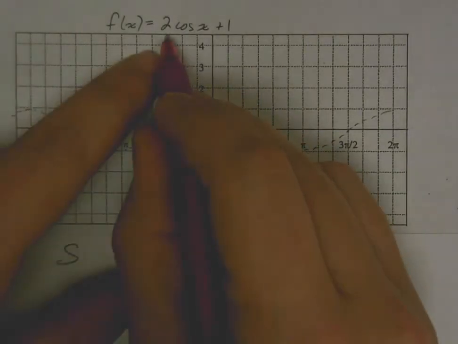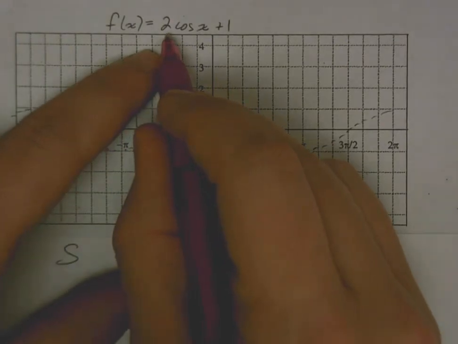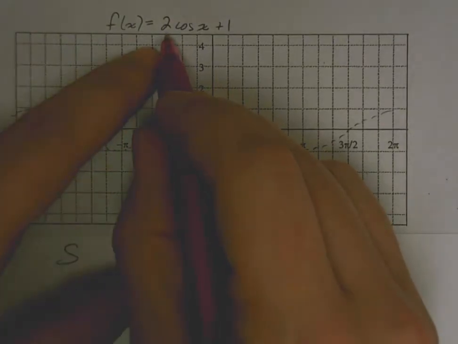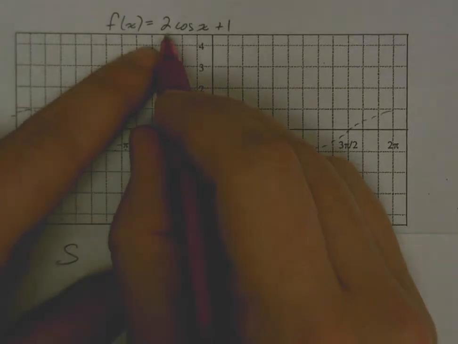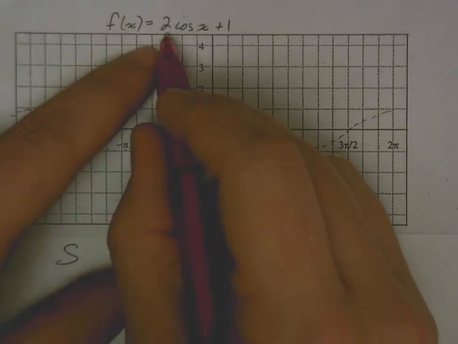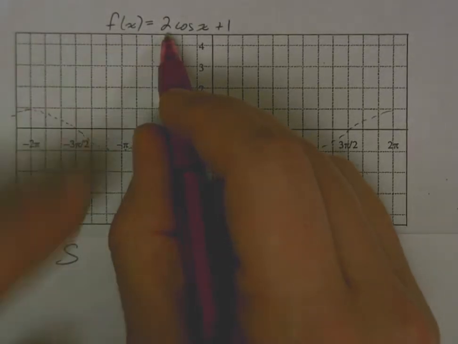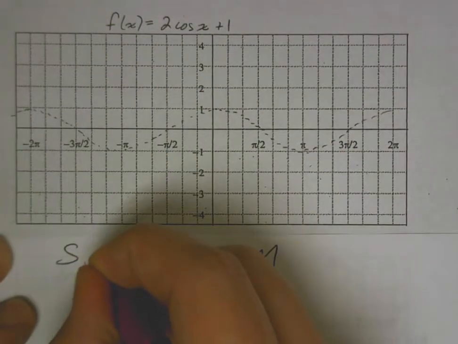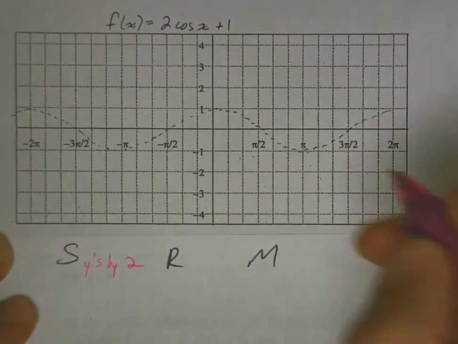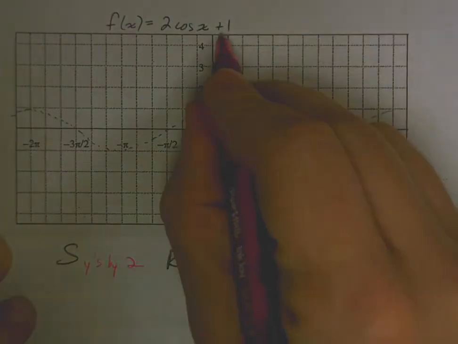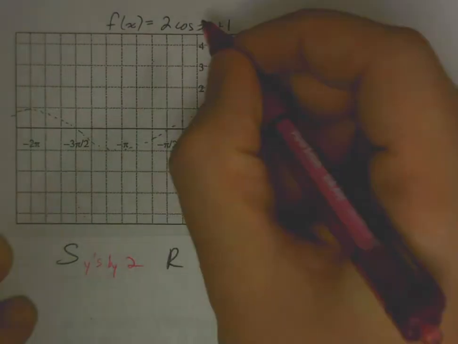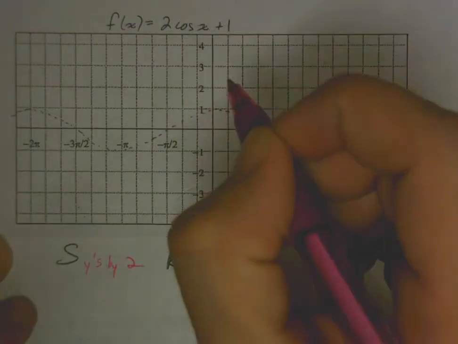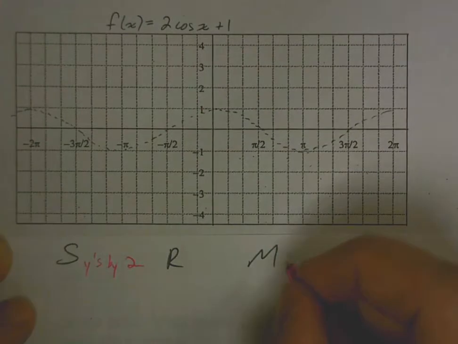Alright, so we got a 2 on the outside. You have a 2 on the outside. It's with the y's, so you're multiplying the y's by 2. Remember, only if it's with the x do you do the opposite. This plus 1 is not with the x. You would see parentheses around this if it were, but there are no parentheses.